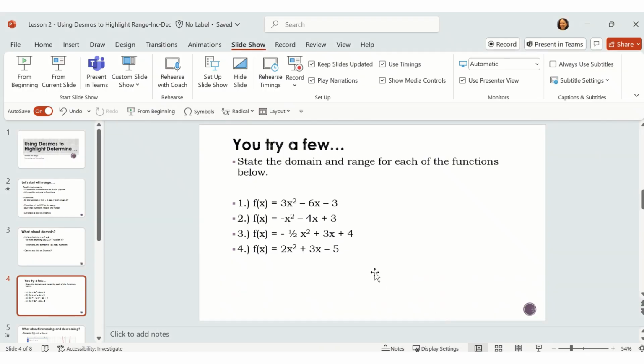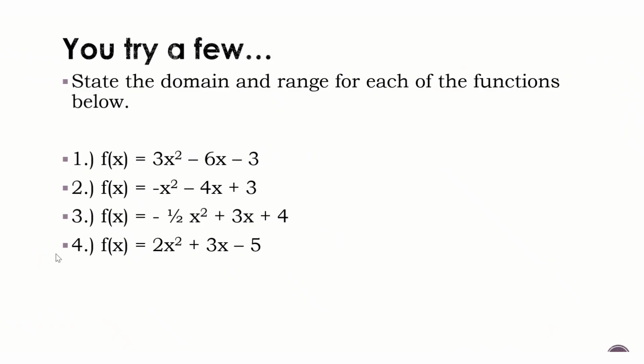2x squared plus 3x minus 5. No, I copied it right. Now, how would you end up writing those answers?